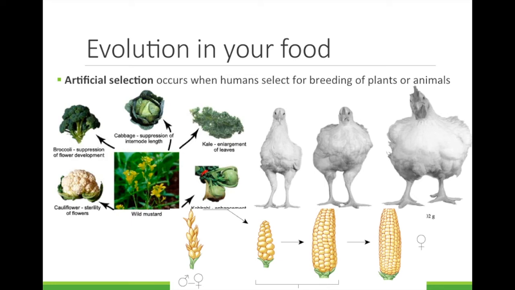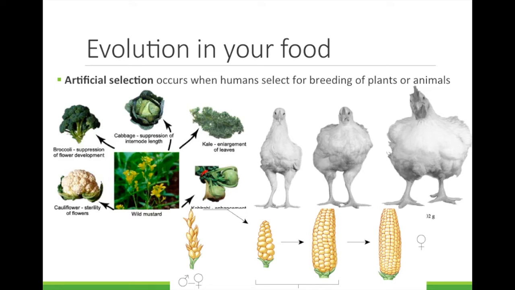Artificial selection is when humans intervene in the process of evolution. This is common in farming and agriculture. Many of the leafy green vegetables that you see at the grocery store are all related to the mustard plant. This is because over a long period of time, farmers bred plants that had specific traits they wanted.